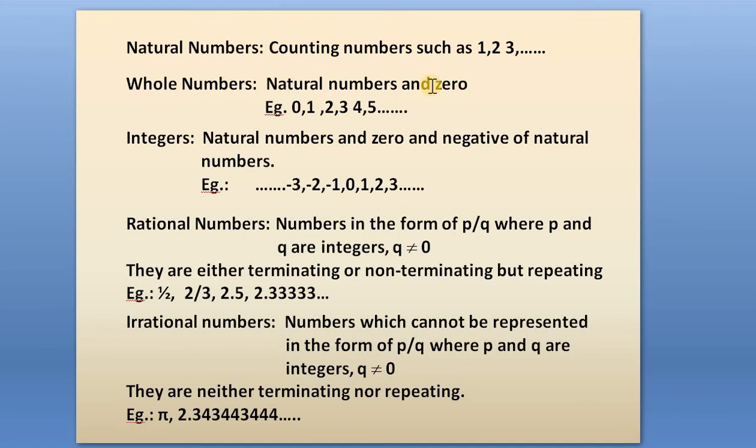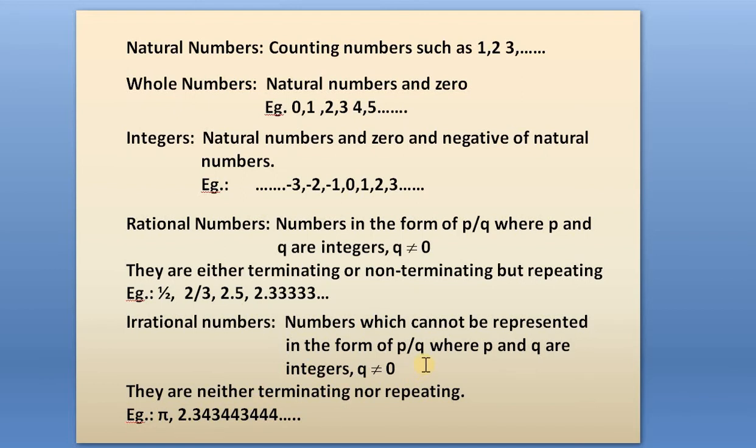Again, if you look at the natural numbers, negative of natural numbers and 0 together, that forms integers. That's the third category of numbers. And the fourth category is rational numbers. And we all know that rational numbers are numbers which can be expressed in the form of p by q, where p and q are integers and q is not equal to 0. And the decimal representation of rational numbers are either terminating or non-terminating but repeating.